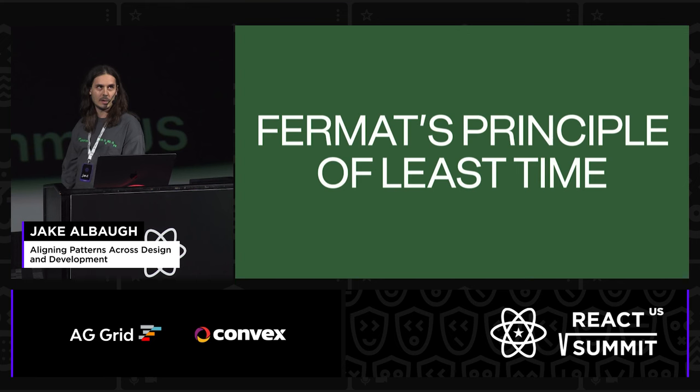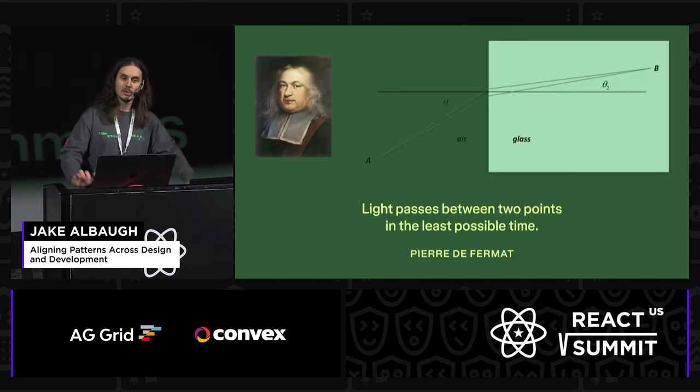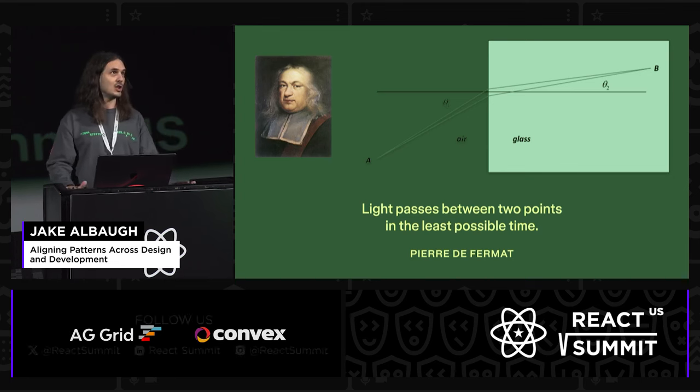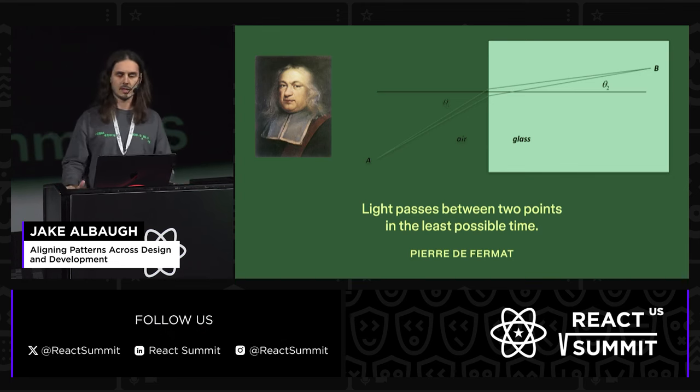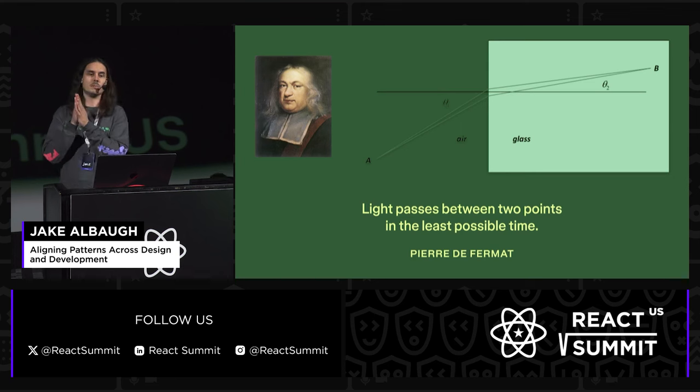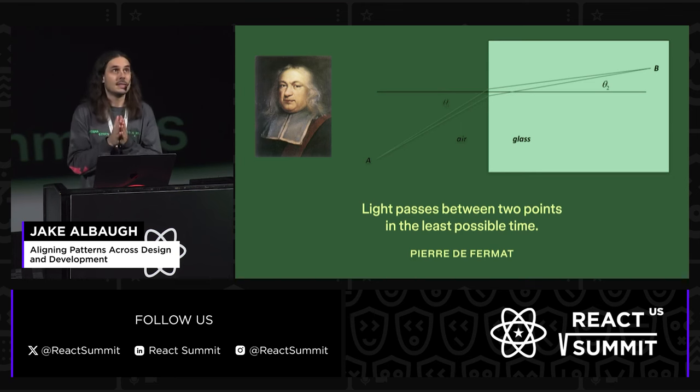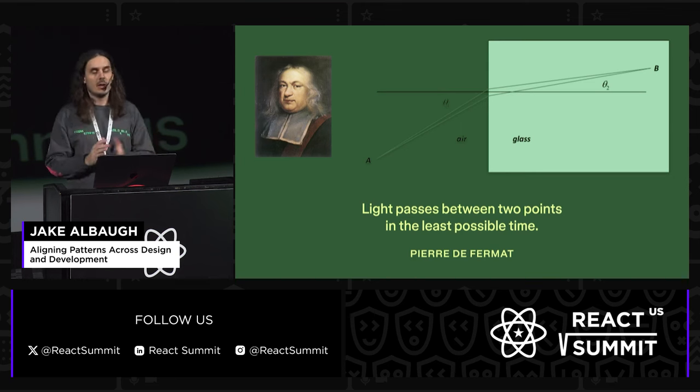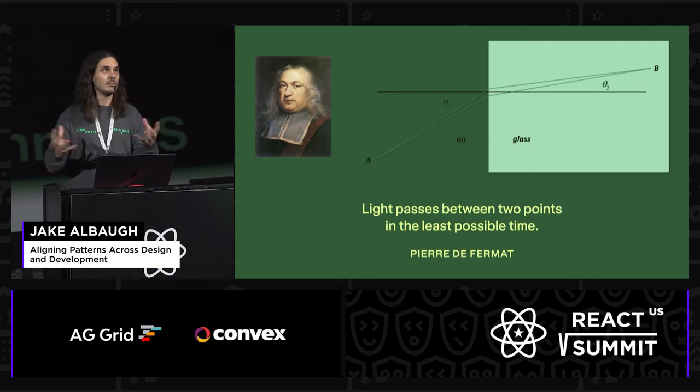We're going to talk about Pierre de Fermat's principle of least time. So for those that don't know, Pierre de Fermat, a product of the 17th century, a bit of a polymath, genius, thought about a lot of things. One of the things he did was observe the behavior of light.